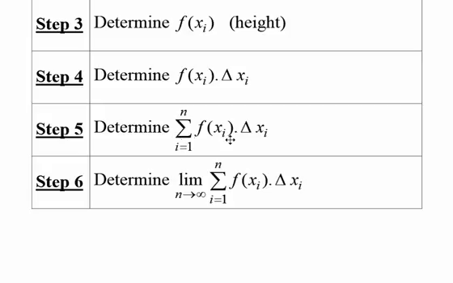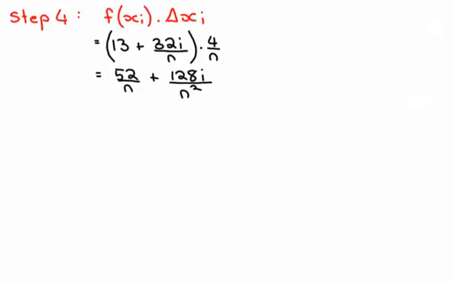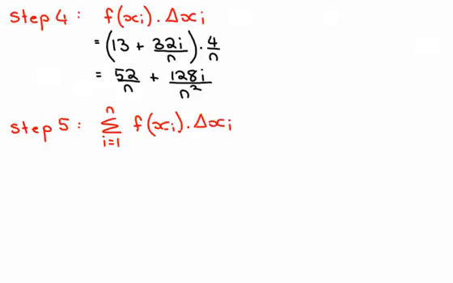Let's look at our step 5. Now we've got to determine the sum of that product from i is equal to 1 up until n. So that's my step 5. Step 5. We want the sum from i is equal to 1 up until n of f of xi multiplied by change in xi. Okay, so let's do that. That will be the sum from i is equal to 1 up until n of that, because that is my product in simplified form. So it's going to be 52 over n plus 128i over n squared.